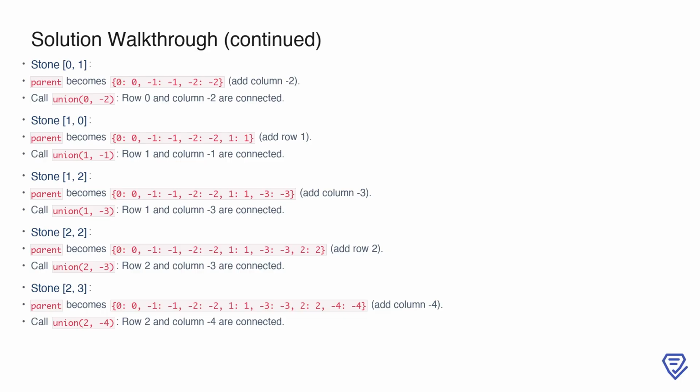For the stone at 1, 0, we add row 1 to the dictionary and connect it to column -1, creating a new connection that links row 1 to the component containing column -1.